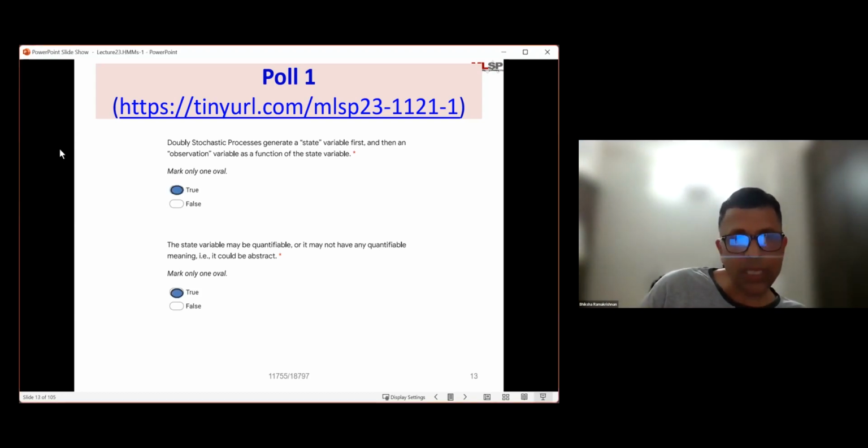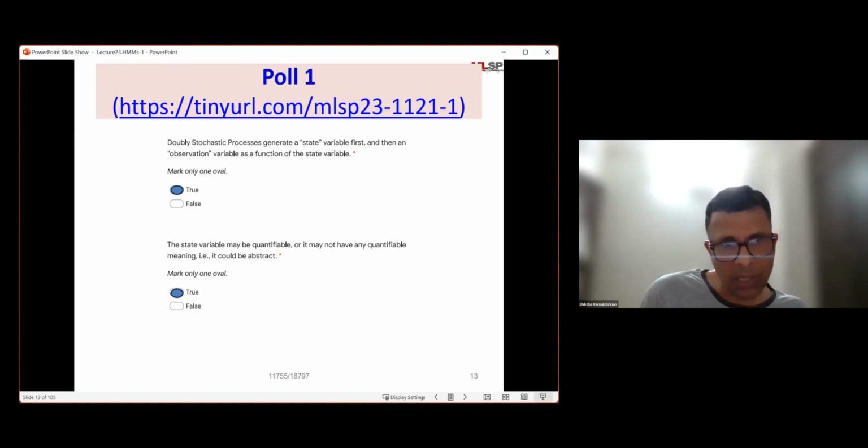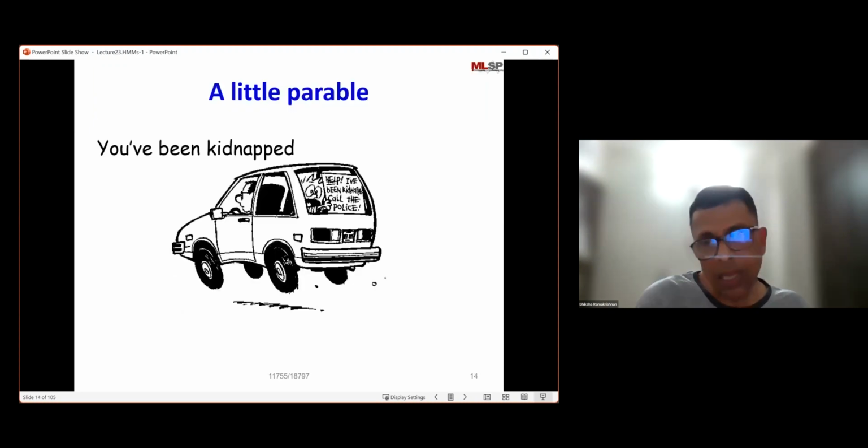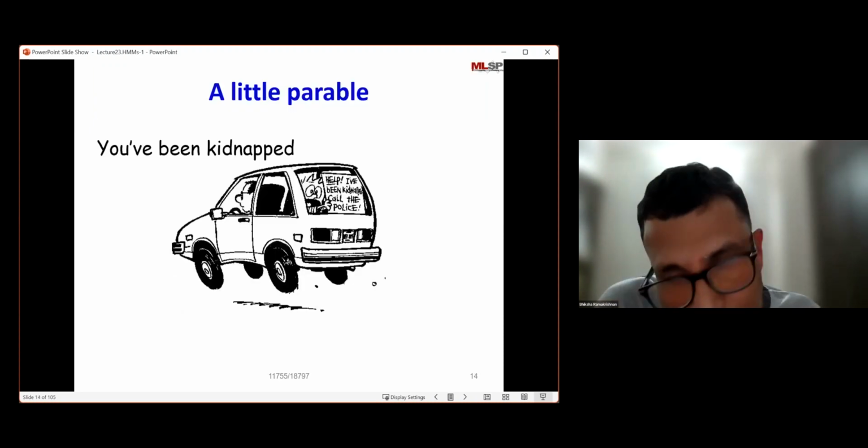A doubly stochastic process generates a state variable first and then an observation variable as a function of the state variable. The state variable may be quantifiable or it may not have any quantifiable meaning. It could be abstract. So, changing gears a bit, okay?